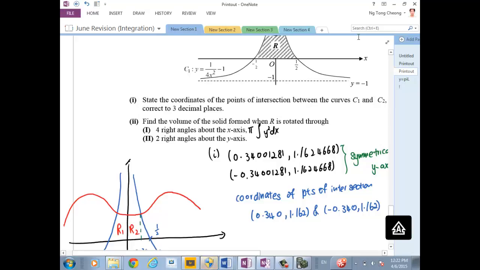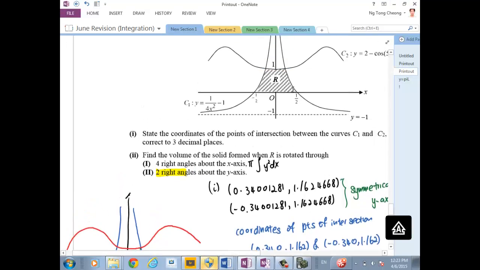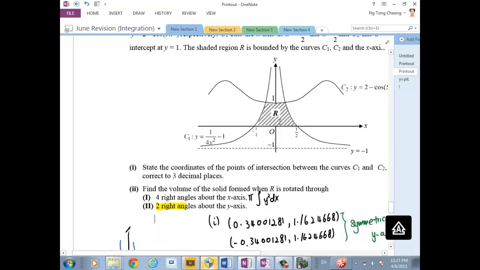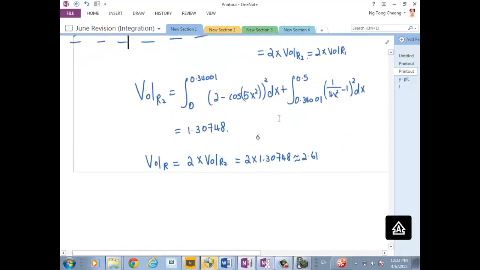One thing that you should observe here is, for my y-axis, they only rotated about 2 right angles. But why is it that they only rotate about 2 right angles? Because if you look at region R, I have 2 patches. If I want to form a complete solid with 2 patches, one on the positive x, one on the negative x, I just need to rotate it by 180 degrees and I can get a complete solid already. So that is the reason why, for this case, they only rotate by 2 right angles. But they are still going to get a complete solid. So that's one thing that you need to take note of.